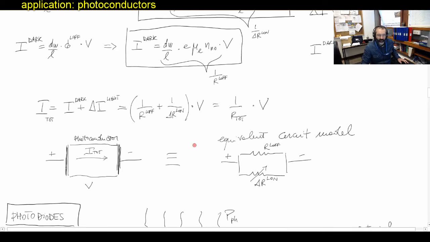And so in the end, the total current flowing in my photoconductor is I dark plus delta I in case due to light. And so this can be written as 1 over R L off plus 1 over a certain delta R, times V, because both these contributions depend on V, as we said. So both could be written as V over a certain resistor. So we can call one R L off and one delta R in case the light is on. And as you can see, because V appears in both, it can be factorized, and so I have the two resistors appear in a sum in this way. Now, this really reminds me of the result of a parallel combination.